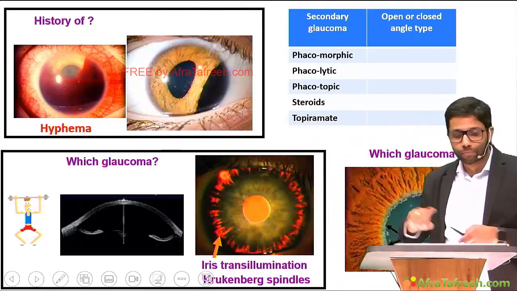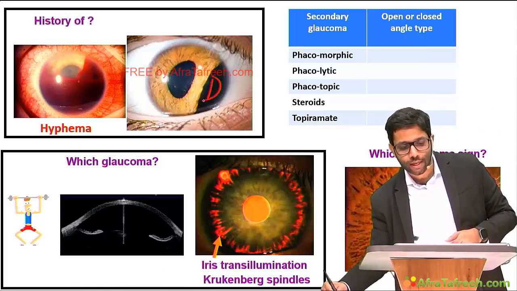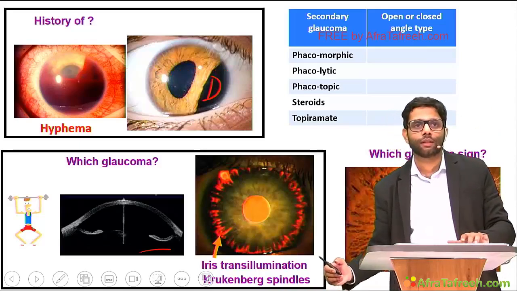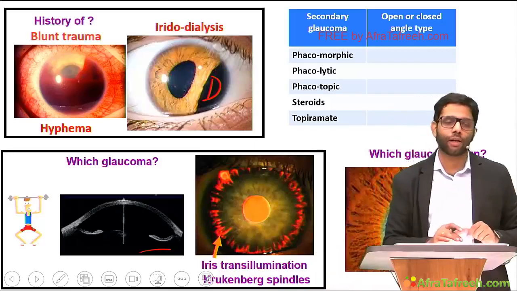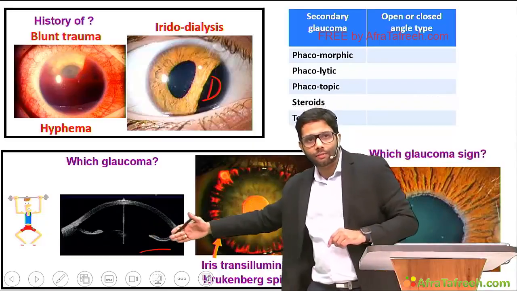Blood in the anterior chamber. What is this? This is the pupil, and the iris is separating, causing an extra pupil, more than one pupil, polychoria. This is iridodialysis. So what is the history of blunt trauma is there? Which glaucoma? What is this?